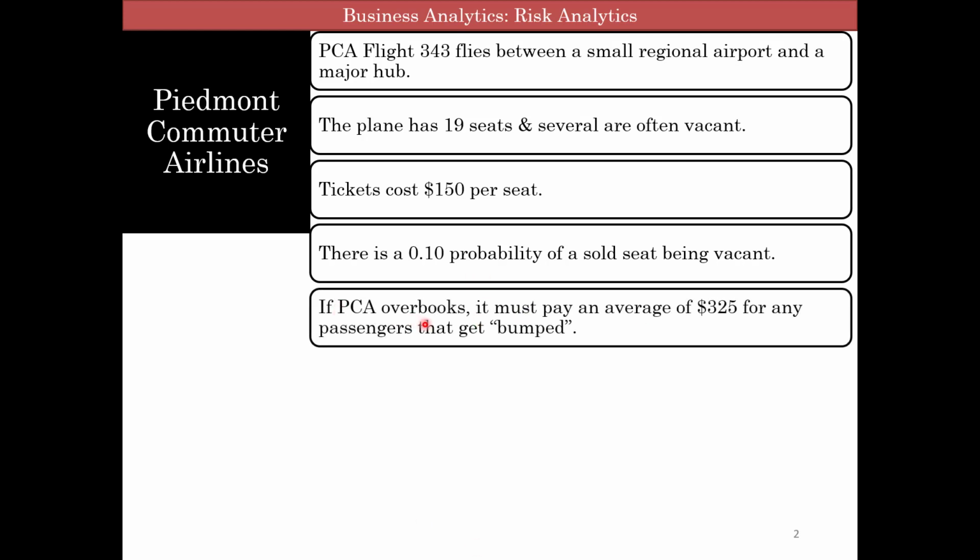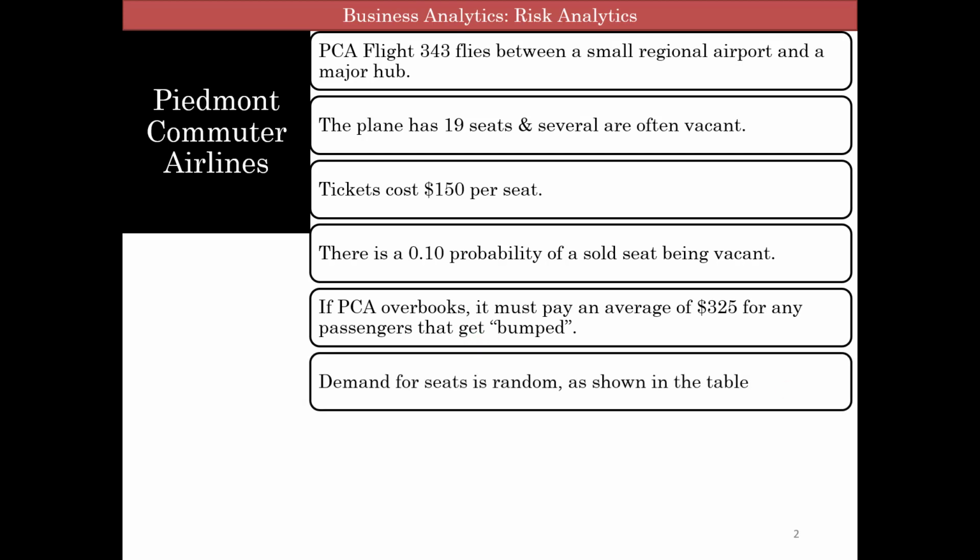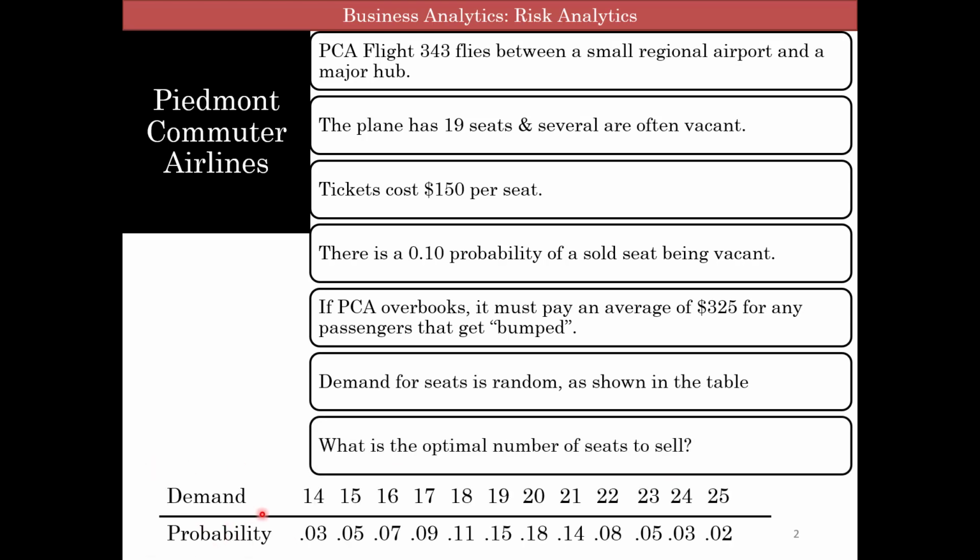If PCA overbooks, it must pay an average of $325 for any passenger that gets bumped. So if you turn up and there is no seat, you get paid an average of $325. Demand for the seats is random and it's shown in this table. Sometimes you have 14, there's a 3% chance, 15, there's a 5% chance, and so on, up to 25. So the question is, what's the optimal number of seats to sell?